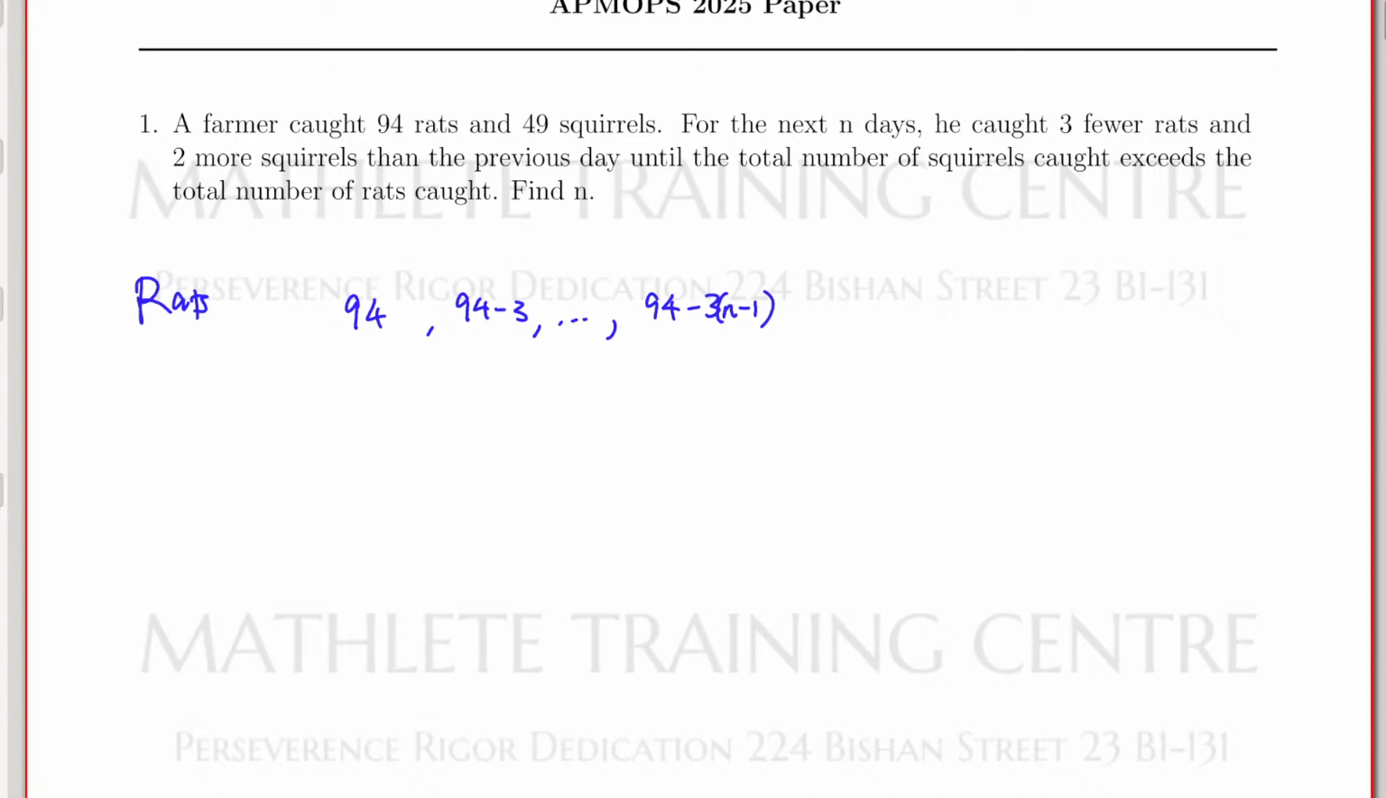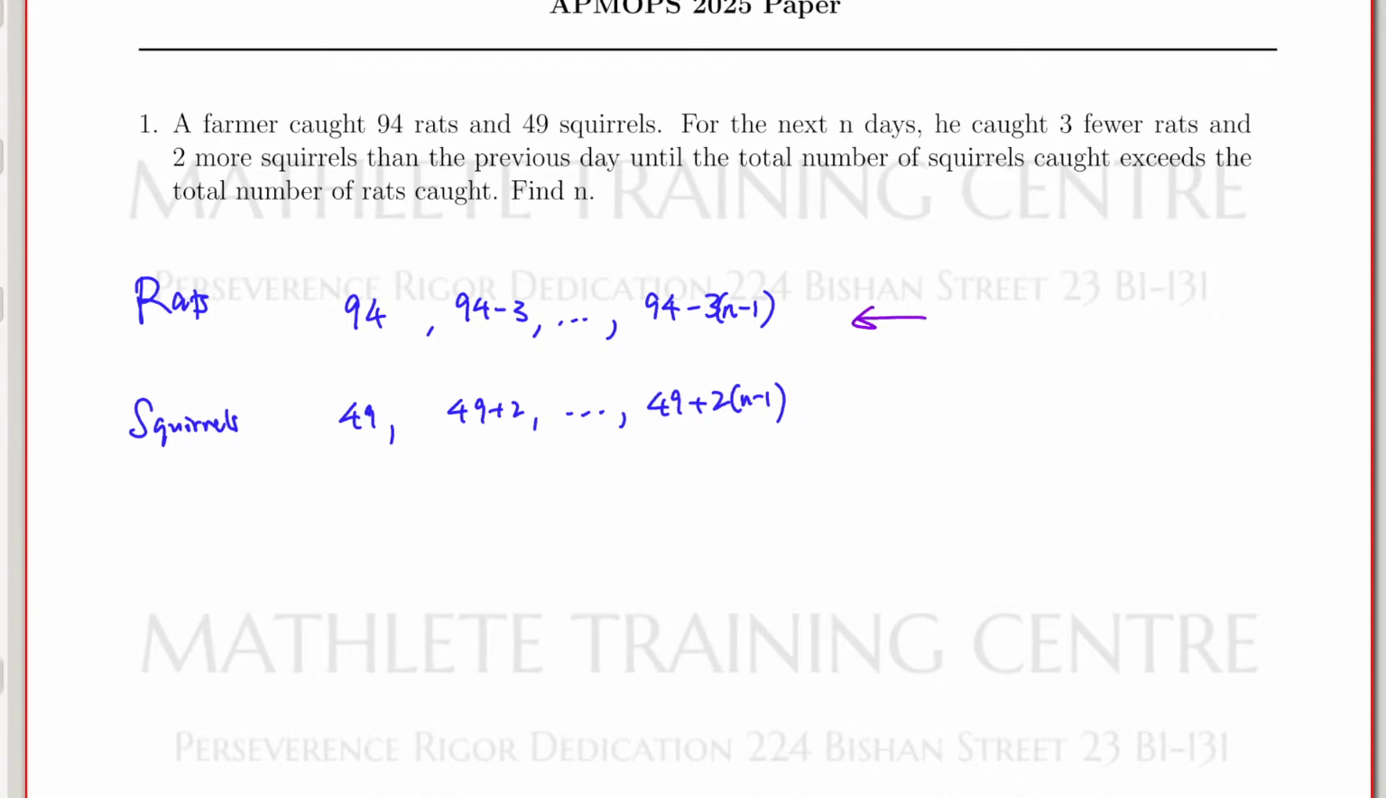Now the squirrels that we have here will be 49, then 49 plus 2, until 49 plus 2 times (n minus 1). He wants the total number of squirrels caught to exceed the total number of rats caught. So that means we need to sum up everything, the sum of the values in each of the two rows.